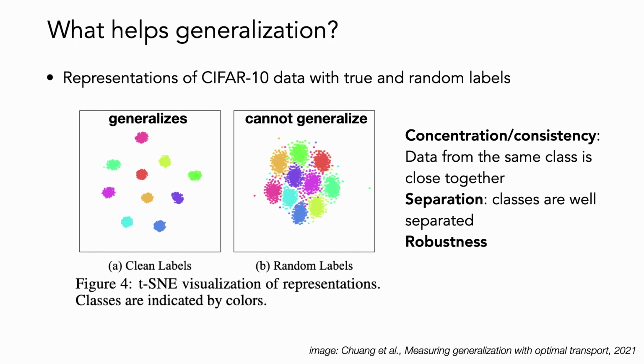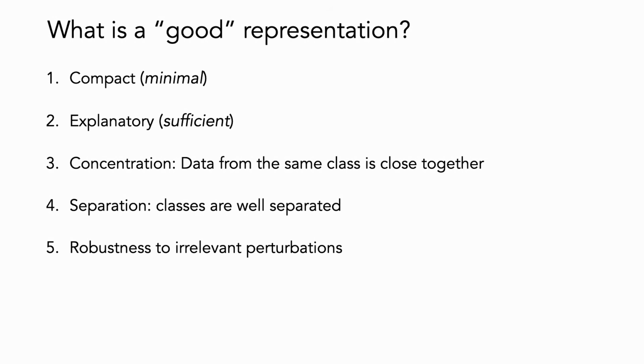So what makes a good representation? We want it to be compact. We want it to be explanatory. We want to have concentration: data from the same classes close together. We want to have separation: classes are well separated. And we want to have robustness to irrelevant perturbations, perturbations that we would not want to cross a class boundary.